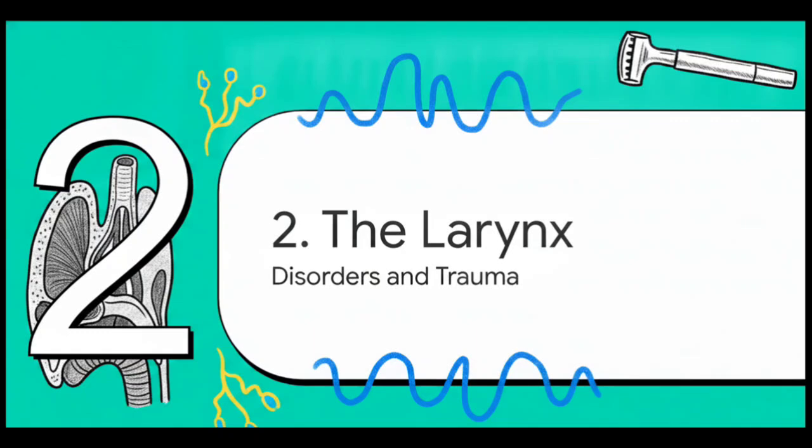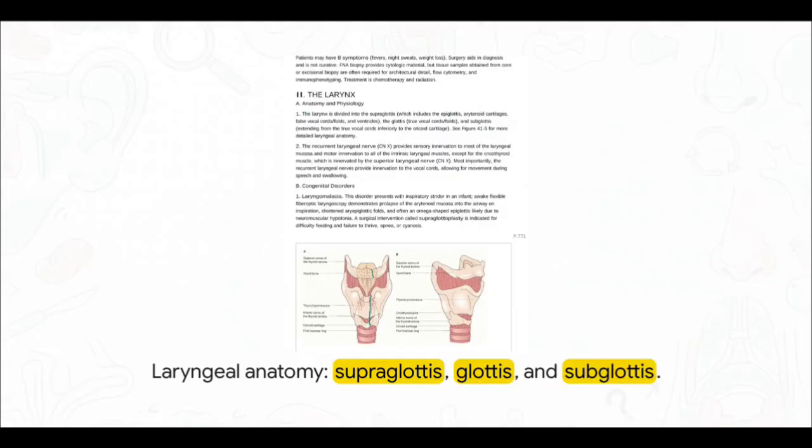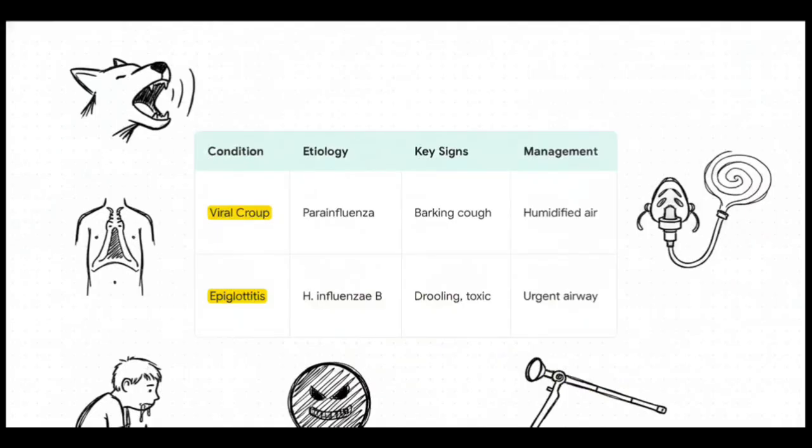Section 2. Laryngeal disorders and trauma. All right, the larynx is split into 3 key parts: the supraglottis, the glottis, which holds your true vocal cords, and the subglottis, extending down to the cricoid cartilage. Now, this isn't just trivia. This exact anatomy dictates both the presentation of congenital pathologies like laryngomalacia and the specific staging and surgical treatment for laryngeal cancers. When you're dealing with pediatric airway emergencies, you have to instantly distinguish between these 2 conditions.